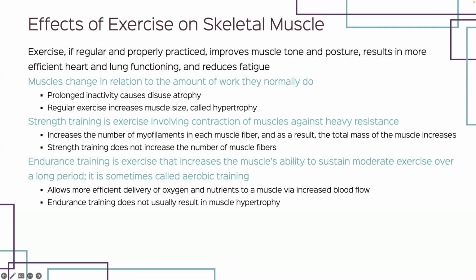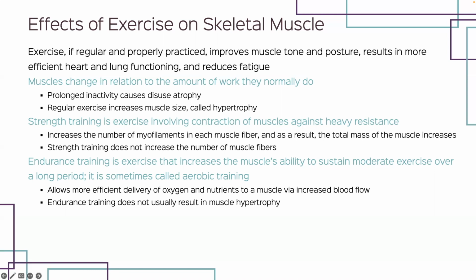Muscle hypertrophy can be enhanced with strength training, which involves contracting muscles against heavy resistance. Isometric exercises and weightlifting are going to be common strength exercises. This type of training will result in an increased number of myofilaments in each muscle fiber. Although the number of muscle fibers stays the same, the increased number of myofilaments greatly increases the mass of the muscle.